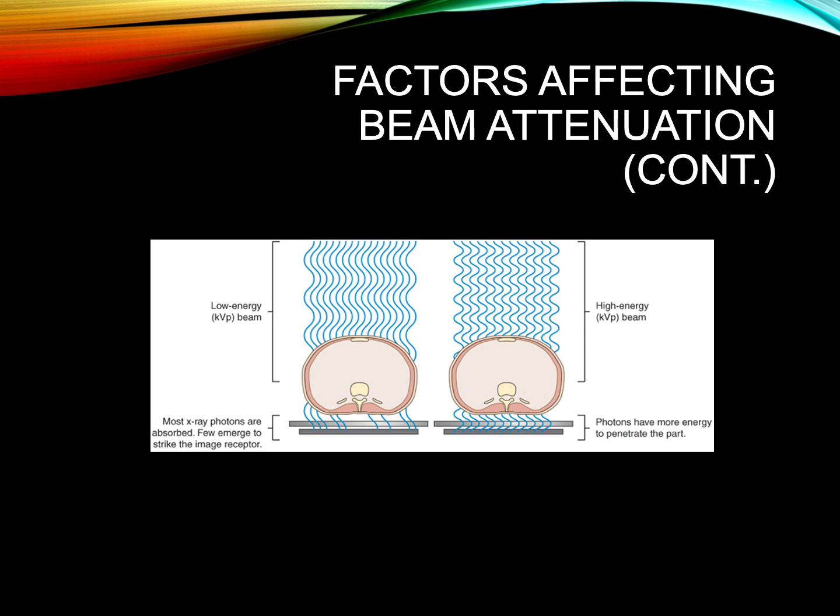On the other one, you see a high energy X-ray beam. So this is high kV. The X-ray photons are going in, and photons have more energy to penetrate the part, so they're not being absorbed. They're just going right through. So there are more X-ray photons interacting with the image receptor. So your kV is your penetrability. With higher kV, you're able to penetrate the part, and it doesn't just sit around and become absorbed inside the patient. It penetrates and goes all the way through to the image receptor.